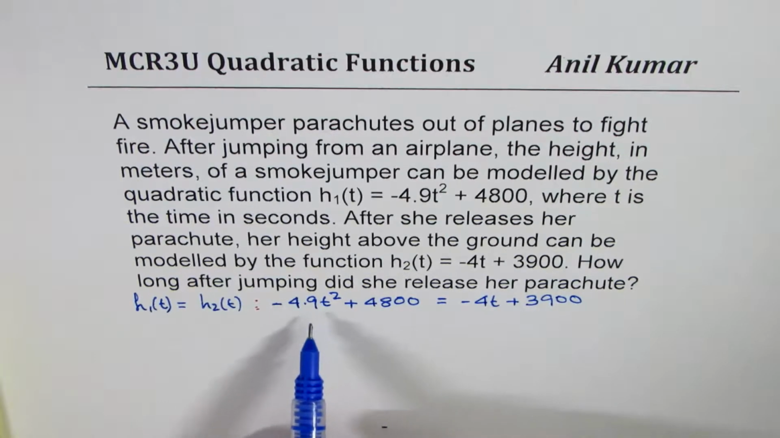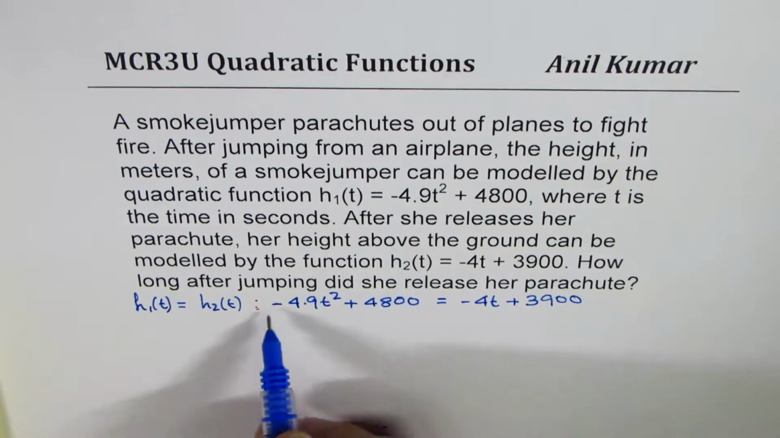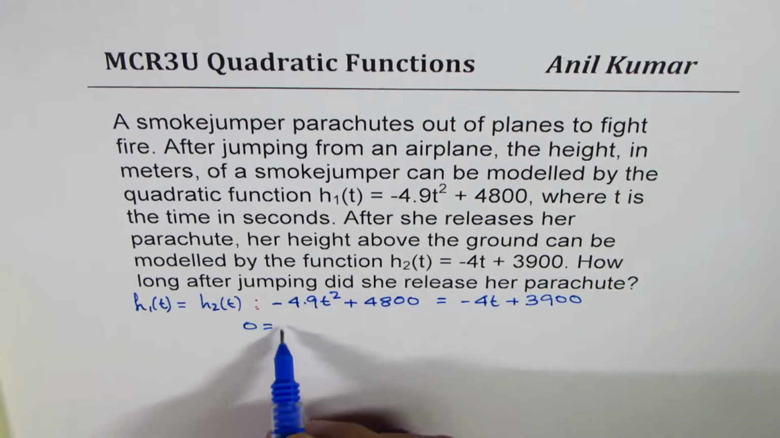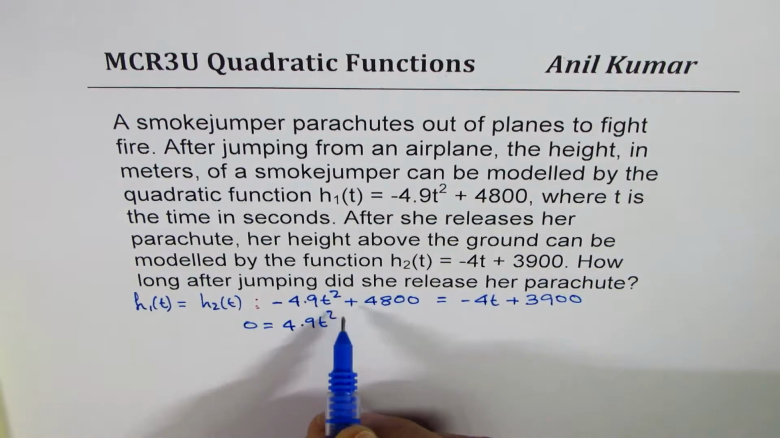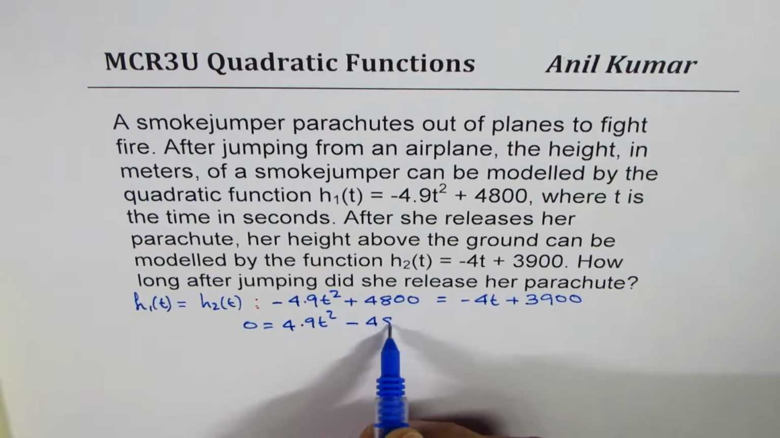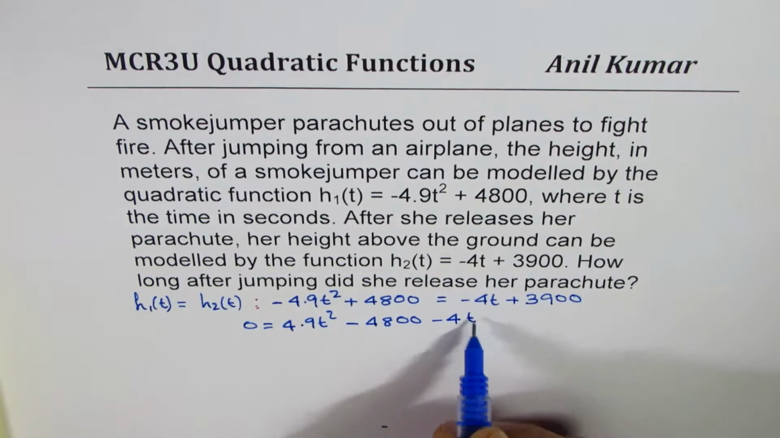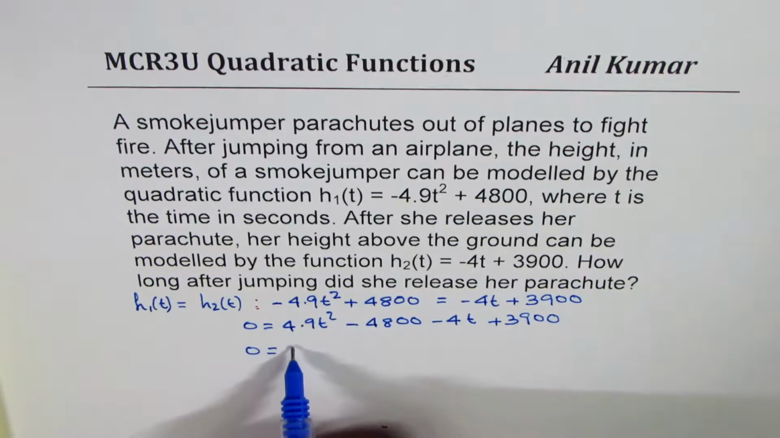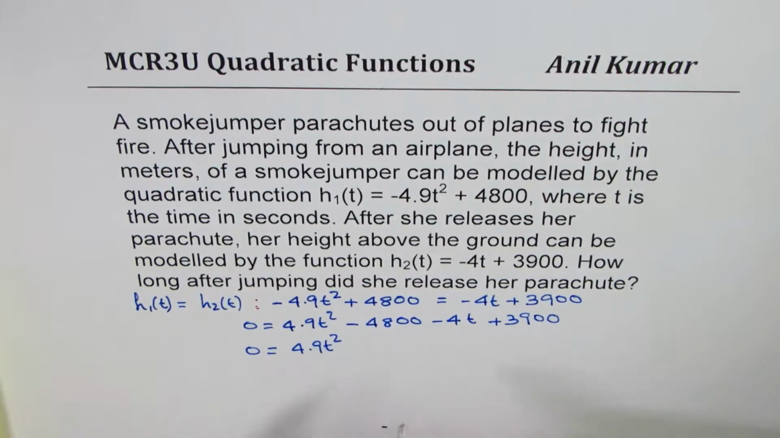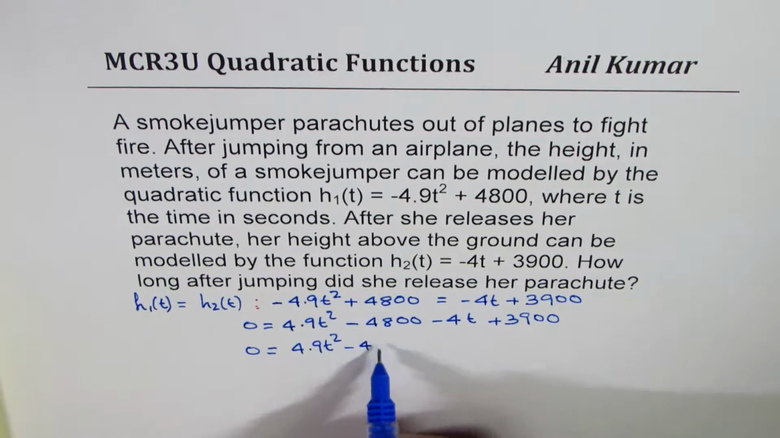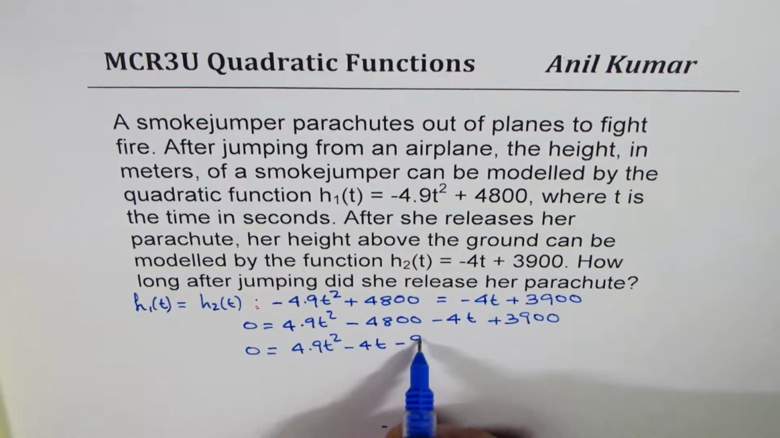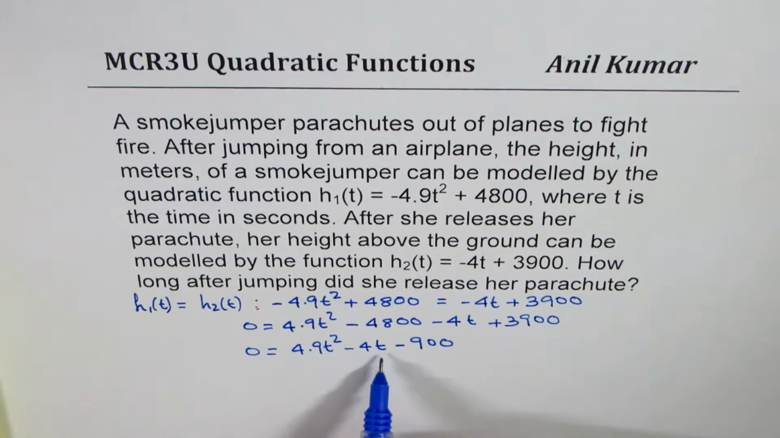Perfect. So let's bring all the terms to one side, and so we get 0 equals, if I take all these terms to the right, 4.9 t square, we'll change these signs, minus 4800 minus 4t plus 3900. Let's combine the terms. We get 4.9 t square minus 4t, minus 4800 plus 3900 gives us minus 900, right? Now we can find time t using the quadratic formula.